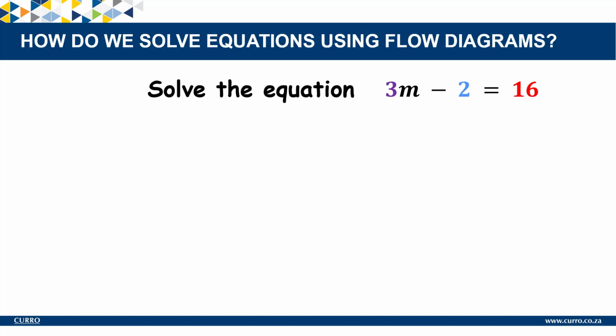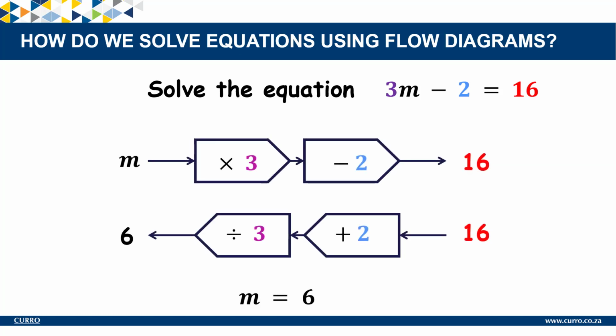Let's do a couple of examples. We have to solve this equation. We have to find the value of m. What has been done to m? First, your flow diagram shows that order of operations. So you times by 3, then subtract 2, and that is 16.